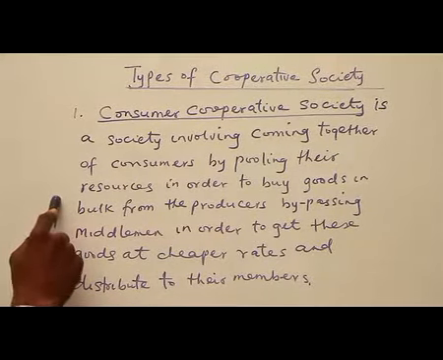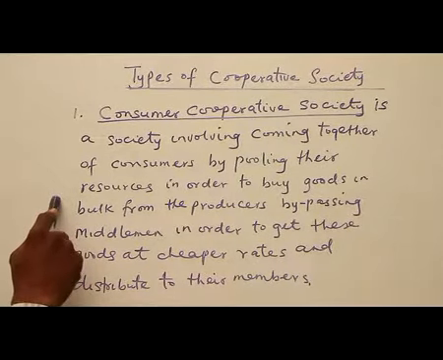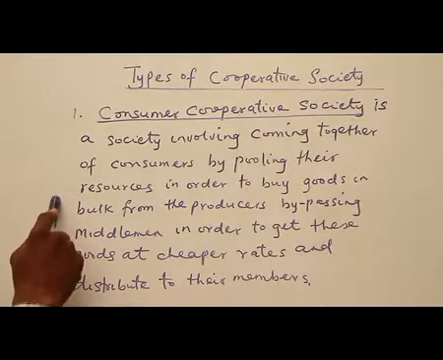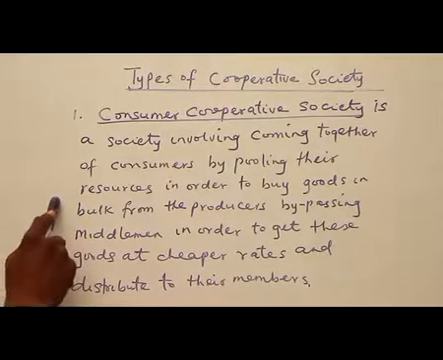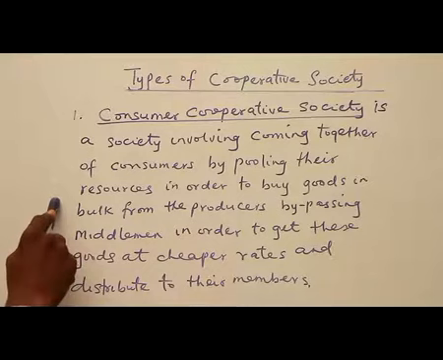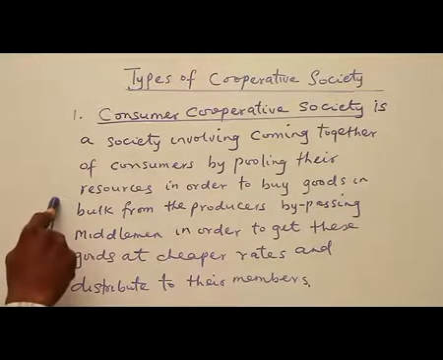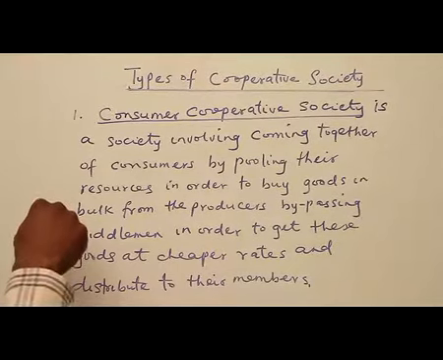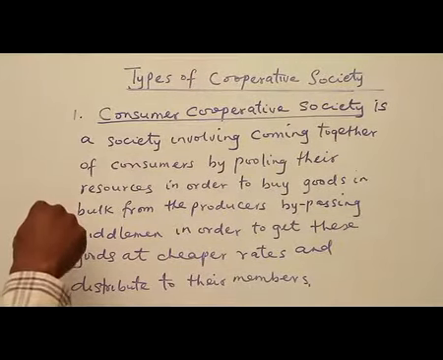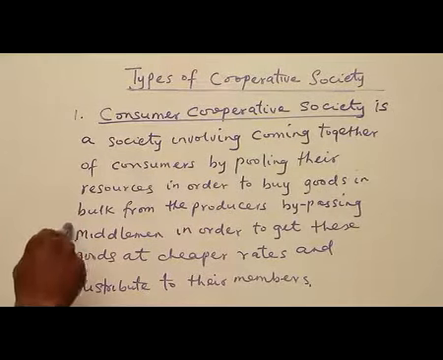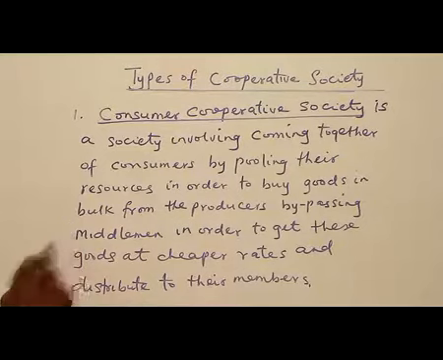The essence of coming together is to buy goods in bulk in order to bypass the middleman, that is, the retailer and the wholesaler. By bypassing the middleman, they will be able to buy the goods at cheaper rates, and they will distribute the goods among their members, which implies that the price that each and everyone will pay here will be very low when compared with the retail price and wholesale price. So that's what we call consumer cooperative society.